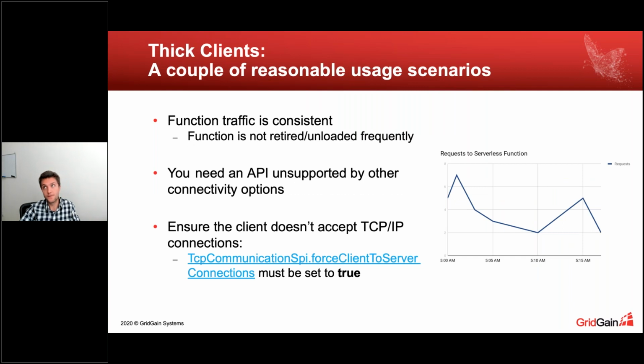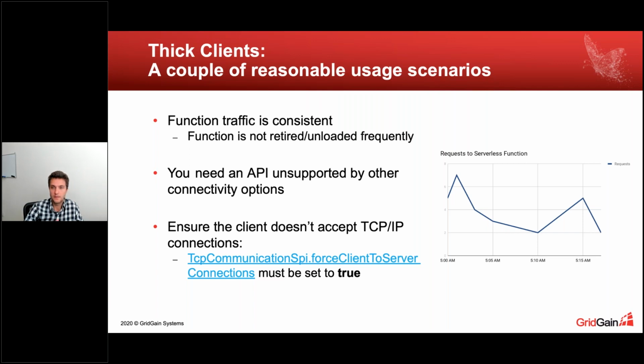But if you look at this from a different perspective and ask the question, are there any usage scenarios when it makes sense to use thick clients? I would say that yes. Let's say that you have some function and some consistent traffic that reaches this function. The traffic is low, like it's shown on this chart. Let's say we have between 2 and 7 requests every minute, which means that the function was loaded once by your cloud environment, and the cloud environment does not unload it.